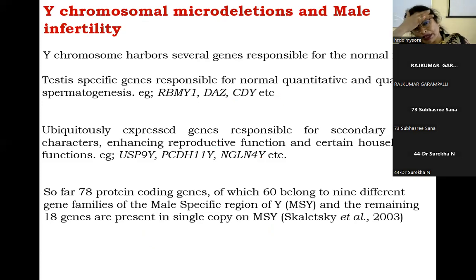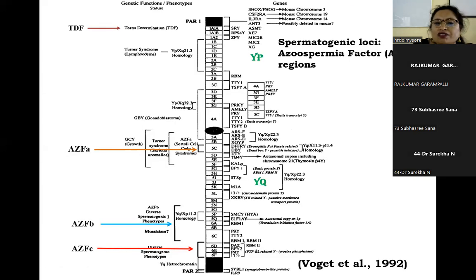Okay, apart from this chromosomal abnormality, when we look into the microdeletions, the Y chromosome harbors several genes responsible for normal fertility. Testis-specific genes responsible for normal quantitative and qualitative spermatogenesis are a series of genes: RBMY1, DAZ, CDY, and these are ubiquitously expressed. They are responsible for the development of secondary characters, enhancing the reproductive function, and certain housekeeping genes are there for the normal function, USP9Y and PCDH11Y. So this is the Y chromosome.